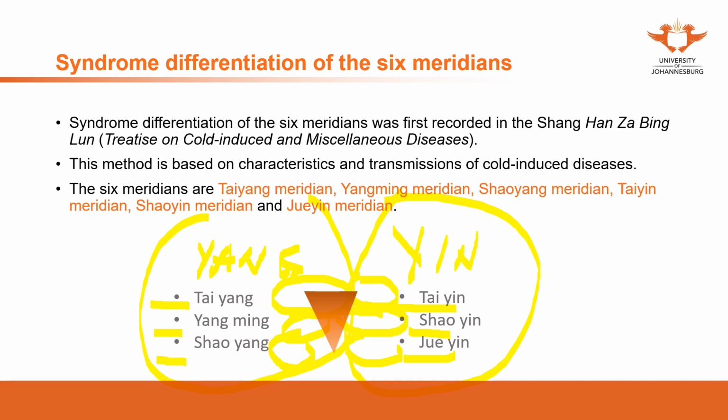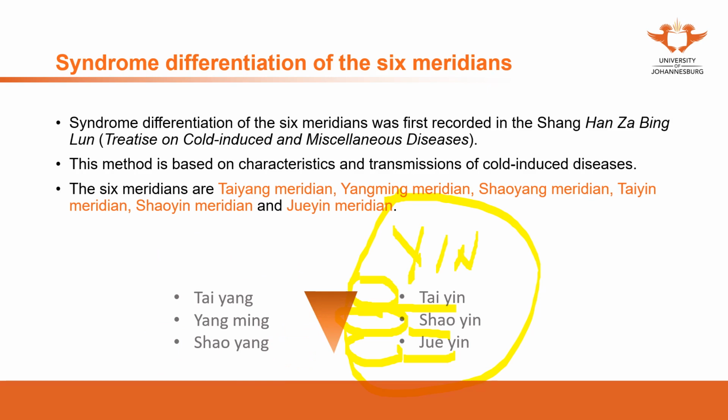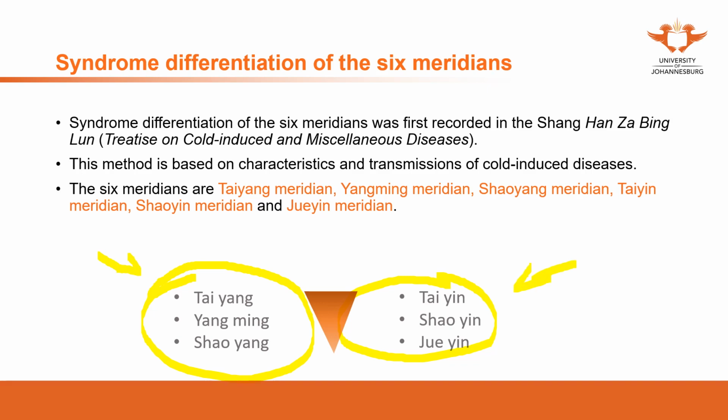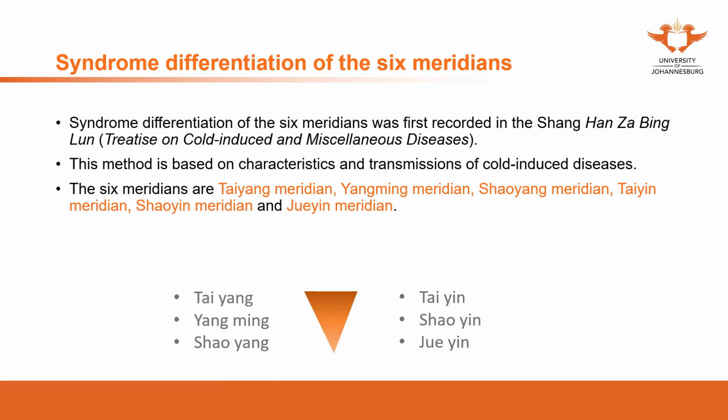Yin and yang can also represent superficial and internal. So the three yang meridians are more superficial compared with the yin meridians. These three are superficial, these three are internal. That's from the eight principles. This differentiation method is one of the most important differentiation methods in Chinese medicine theory, but we are not going to focus on this differentiation method.